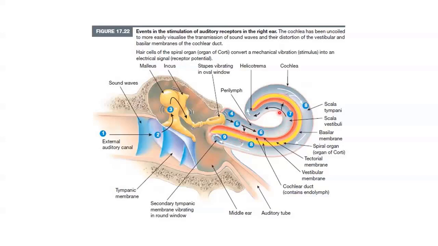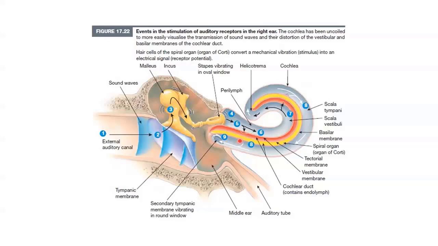Now, the pressure waves, or the movement of the fluid in this top section, which is called the scala vestibuli, causes movement of the vestibular membrane, which is a membrane which runs just along this section here. The movement of the vestibular membrane causes movement of the endolymph inside the cochlear duct. So this is our cochlear duct here, and the movement of this vestibular membrane causes movement of the endolymph, or the fluid, within that cochlear duct. And then that movement of the endolymph causes movement of the basilar membrane, which runs along this section here.